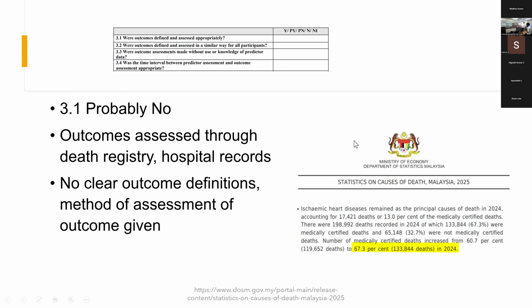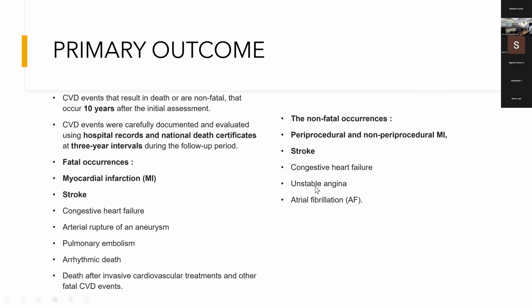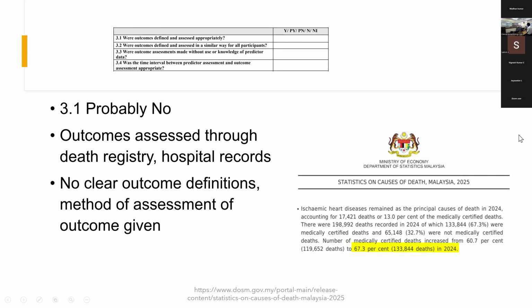So the first question was, were outcomes defined and assessed appropriately? For this, I have given a probable no, because they assessed outcomes only based on death registry and hospital records, and they have not clearly defined what exactly they defined as MI, heart failure, or stroke. Even with regards to mortality, it is unclear whether the existing national death registry captured everyone who actually died. For example, when we looked at data from the Malaysian government, we could see only 67% of the deaths were actually registered in the Malaysian registry. So it might not have captured the entire data per se.